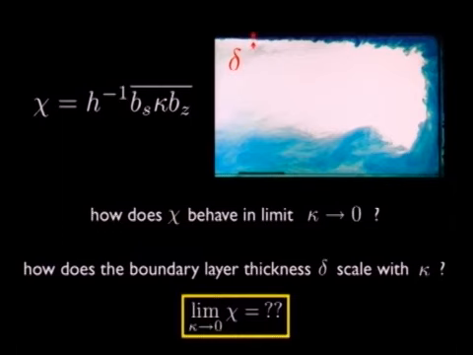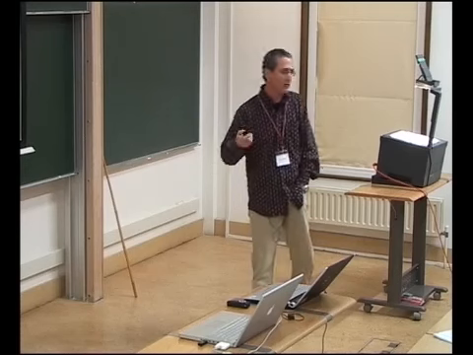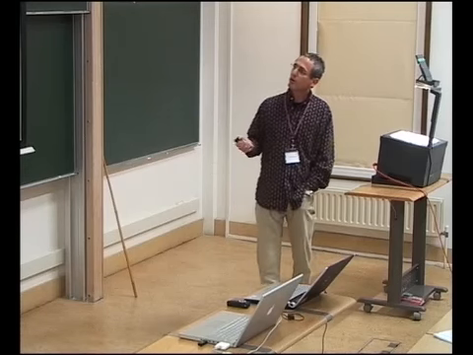Okay, so what I would like to know is, in the limit that kappa goes to 0, how does chi behave? So I'm going to use this expression for chi to think about that. And at first glance, you might say chi goes to 0. It's pre-multiplied by kappa. As kappa goes to 0, chi goes to 0. But we can't go that fast, because it's possible that b sub z could get very large as kappa goes to 0. Asking how does chi behave in this limit is essentially asking what is the thickness of this thermal boundary layer in the limit that kappa goes to 0.